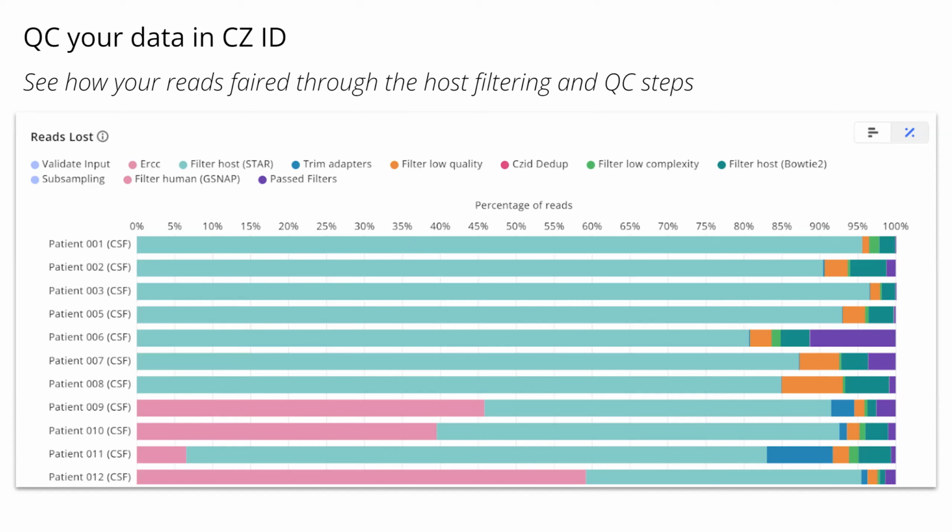We offer numerous quality control metrics, but this is an example of my favorite one, which shows how the reads were lost. So for each step of that host filtering and quality control steps, you could see how many reads were lost and how many final reads you have. And you could view this as absolute values or as a percentage if you want to compare across samples.